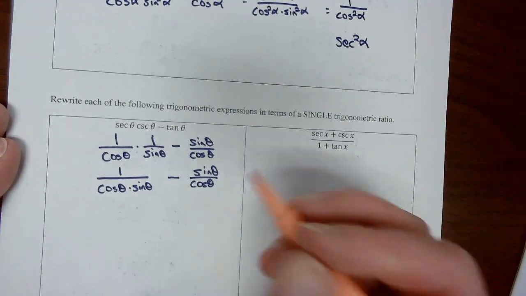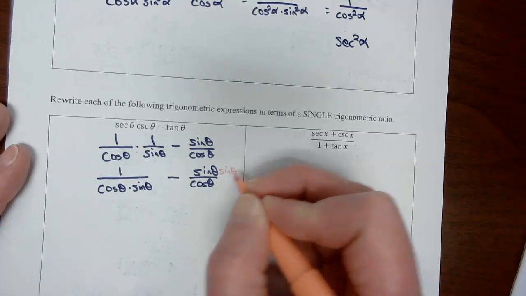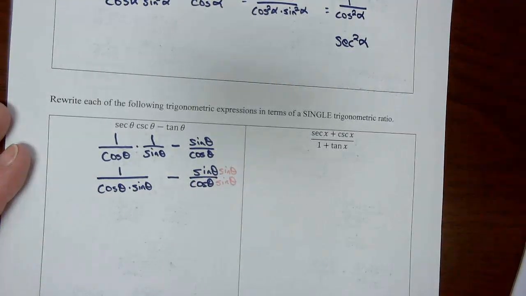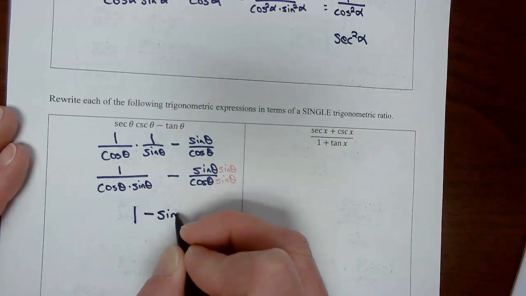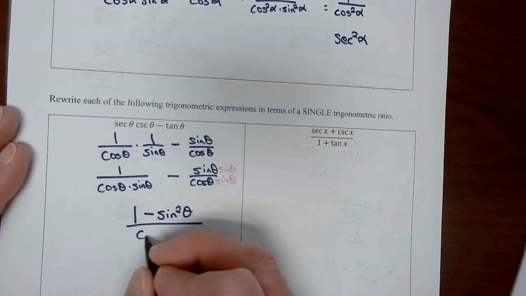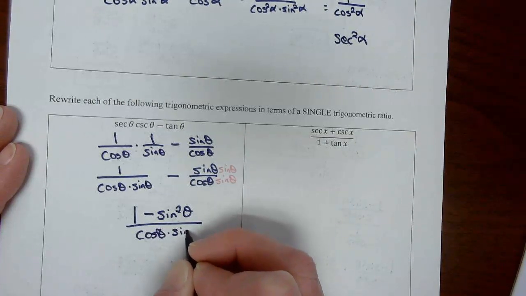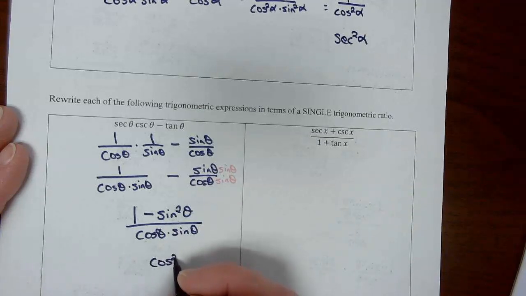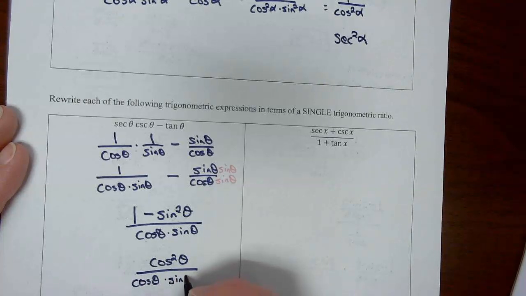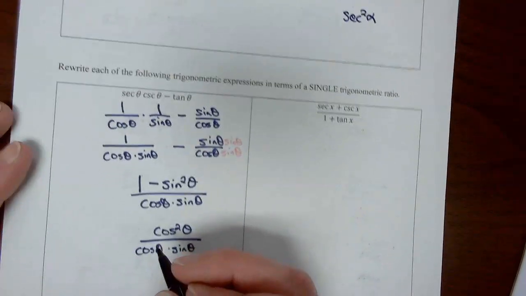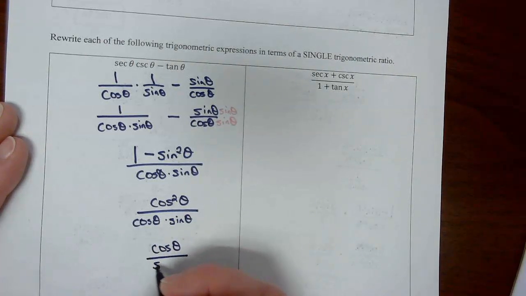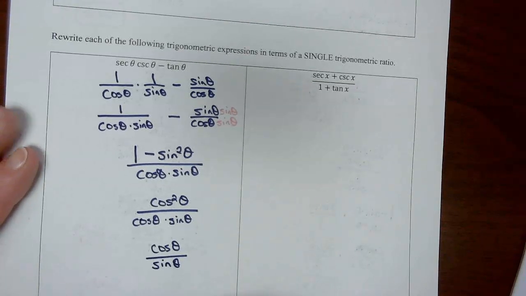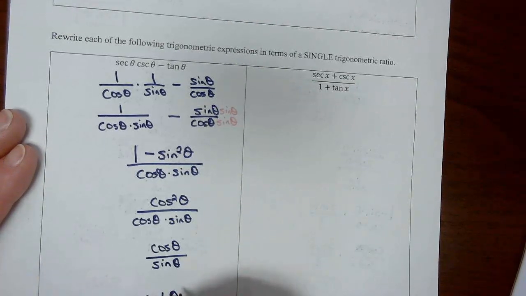To make them the same, I would need to multiply the top and the bottom by sine. Then we'd have the same denominator. So 1 minus sine squared over cosine times sine. That's just cosine squared. Cosine would cancel out with one of the cosines there. And that leaves me with cosine divided by sine, which if I look back at my identities is cotangent.